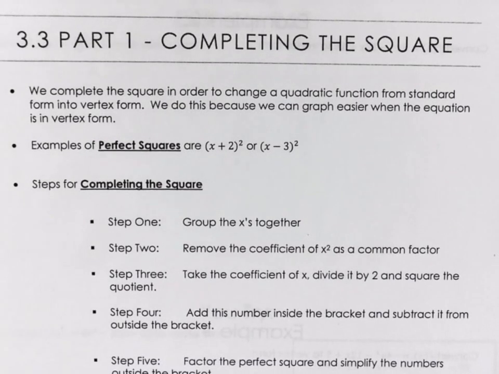So the reason why we do this is because sometimes vertex form is a little bit easier to graph from, because it gives you the vertex, it gives you the opening, it gives you whether it's a wide or narrow graph. The only thing it doesn't give you is the y-intercept.